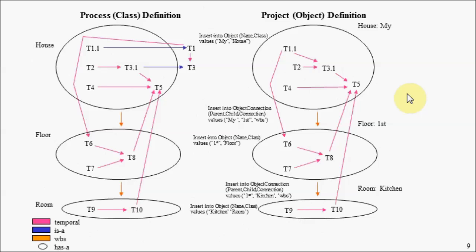Now look what we have accomplished here. In a mere 1, 2, 3, 4, 5 insert statements in the appropriate tables, we've instantiated a project here. We've instantiated our process definition here. So we've in fact introduced a new paradigm, a very powerful way of defining and instantiating a project plan.